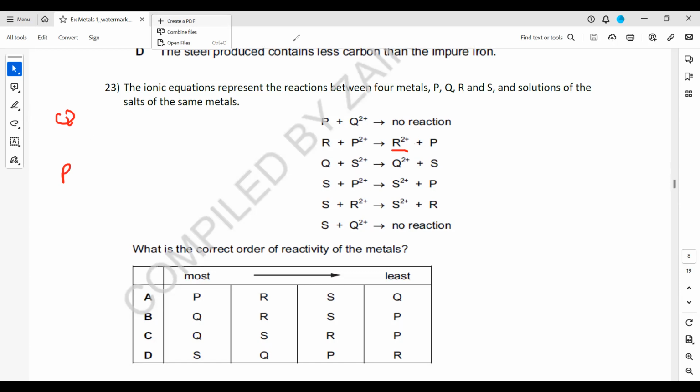So R should be more reactive. P is there, but we don't know. So R is more reactive. R can be anywhere. We don't know. Between Q and S, which is more reactive? Q is more reactive.